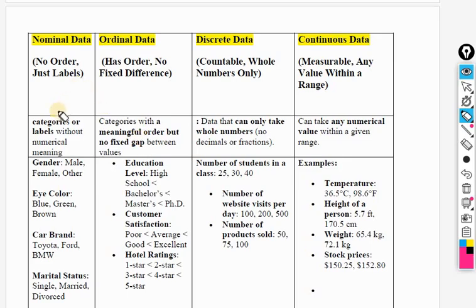Again, for nominal the main thing to focus on is that it is categorical or labels, where there is no numerical value. In ordinal, there is some meaning in the order, but there is no fixed gap. From high school to bachelor's, bachelor's to master's, master's to PhD, there is a gap, but there is no meaning in a fixed gap between them. Discrete can take only whole numbers, and continuous data can take any numerical value.